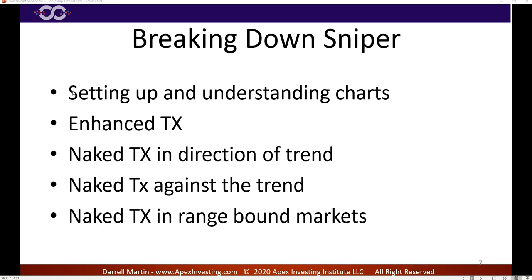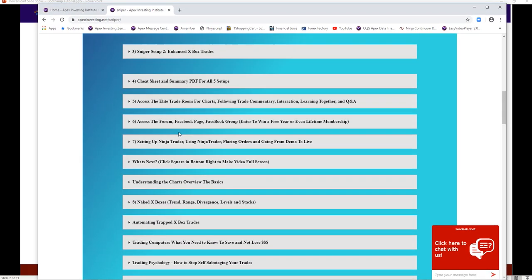What is the first thing? Setting up and understanding your charts, right? That's what the first part is about. Get the charts in front of you. Understand what the charts are all about. And then it's really all about 4 trades. The enhanced TX trade, the naked TX trade in the direction of a trend, the naked TX trade against the trend, and the naked TX in a range-bound market. That's it. That's really all that this whole page is if you break it down.